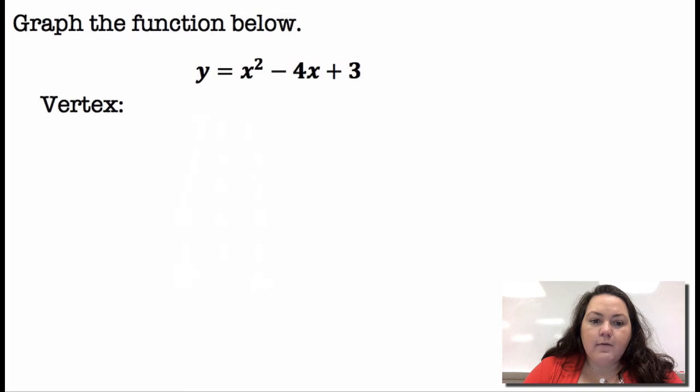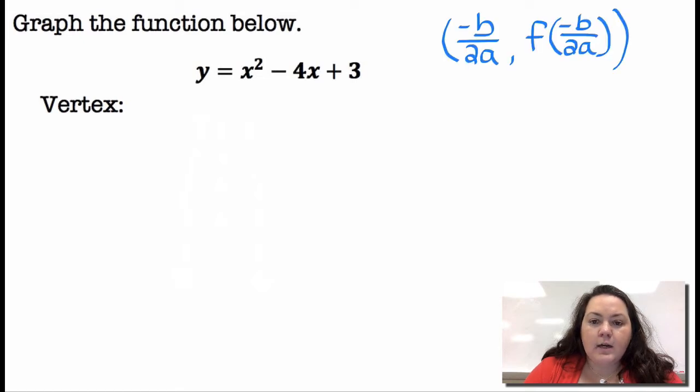All right, so graph the function below: y equals x squared minus 4x plus 3. Again, to find the vertex, it's negative b over 2a, and then f of negative b over 2a. So a is 1, the number in front of the x squared piece. b is negative 4, and c is 3.